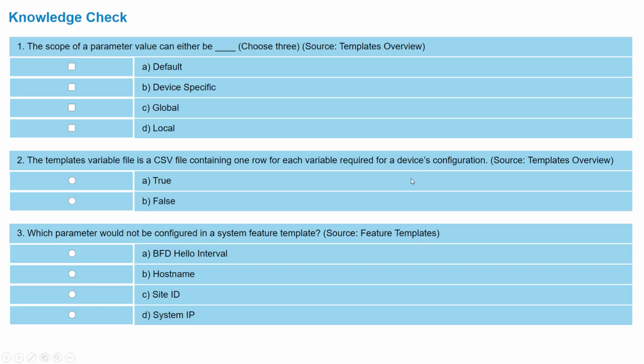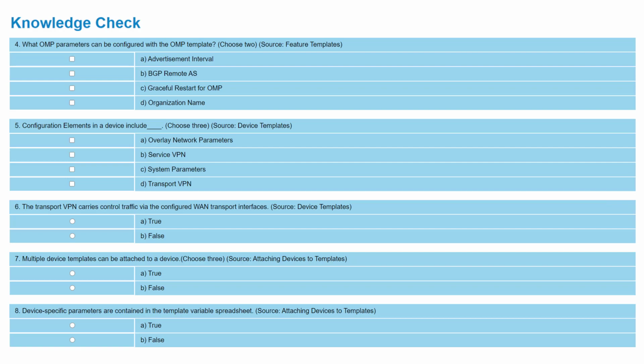All right, we have a few more questions here. What OMP parameter can be configured with the OMP template? Advertisement interval, BGP remote AS, by the way, you have to choose 2 of these, graceful restart for OMP, or organization name. So the advertisement interval we talked about, the graceful restart we definitely talked about. The BGP template's going to be used for BGP. Organization name is going to be under multiple templates, but not under the OMP template. So the answer in this case is the OMP advertisement interval, which is 1 second by default, and then the graceful restart period.